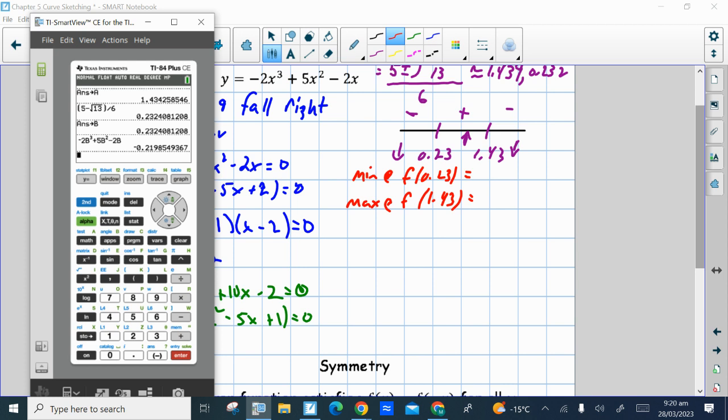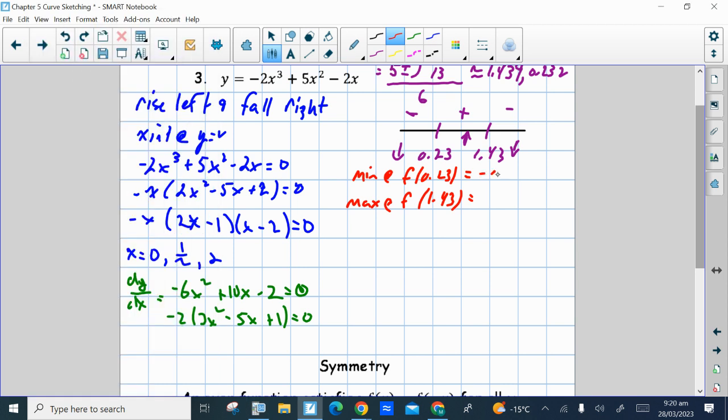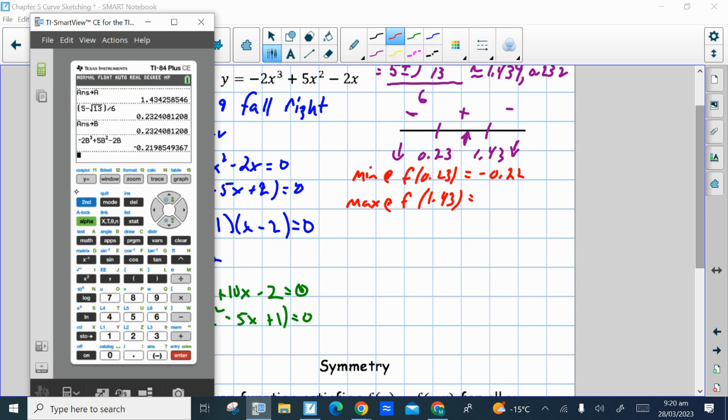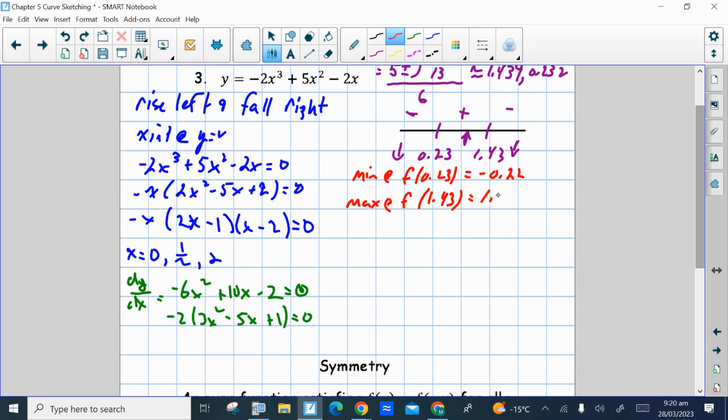So that's negative 0.22 approximately. And memory slot A is where we put the 1.43. So we'll change all the B's to A's. Which is 1.5 approximately. And I've kind of run out of room to sketch this graph, but we have all the information that we would need to do that.